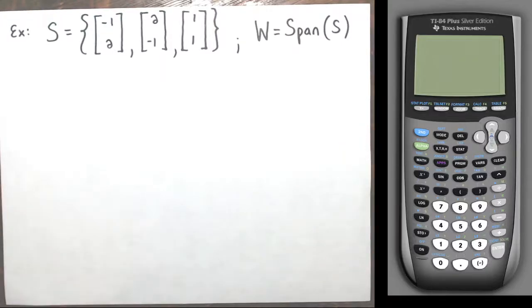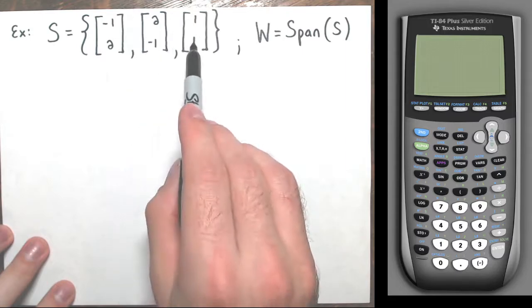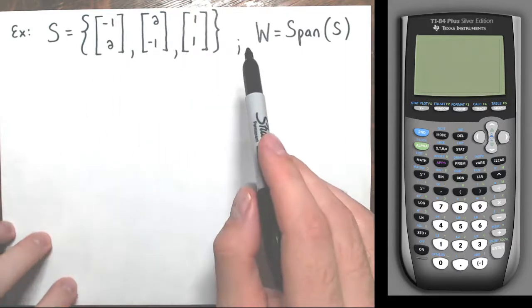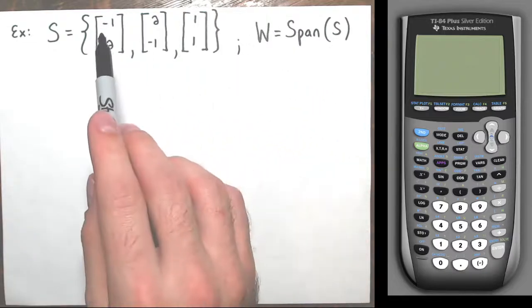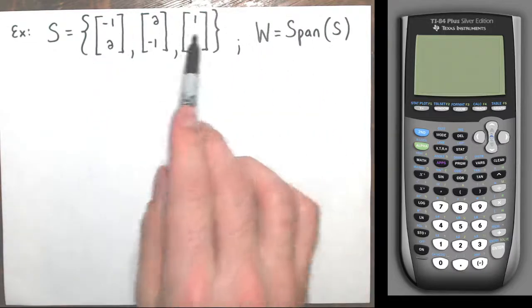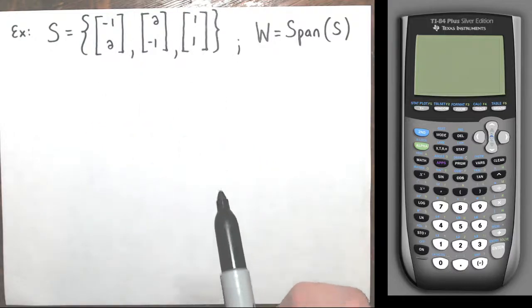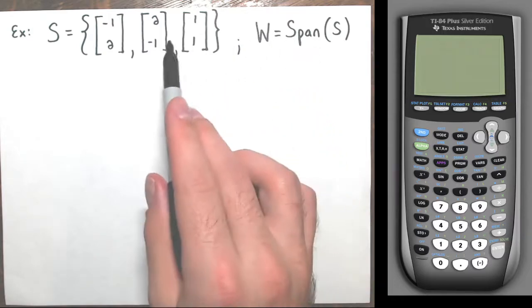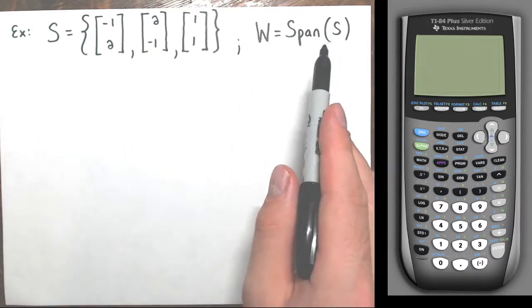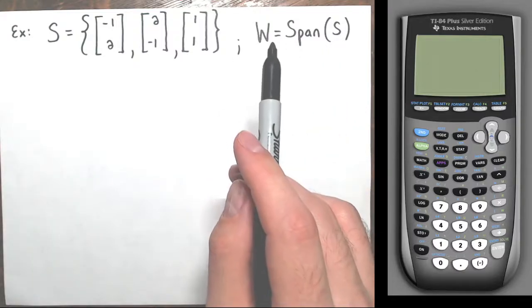All right, so here, S is (-1, 2), (2, -1), (1, 1). Again, some vectors from R2. W is the span of S. So W is made up of all the linear combinations of these three. And the question is, is this a minimal spanning set for W, or is there a smaller set of vectors that also spans W, that equals the span of S?